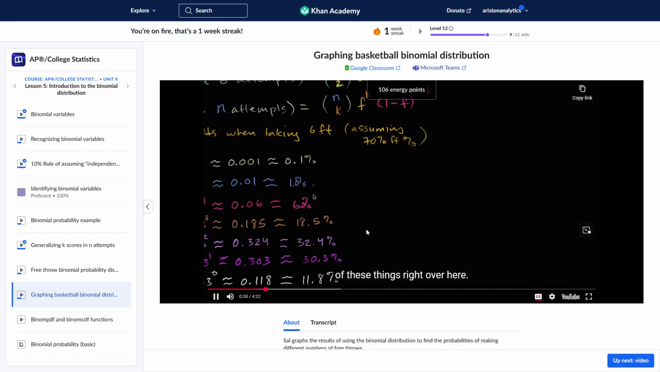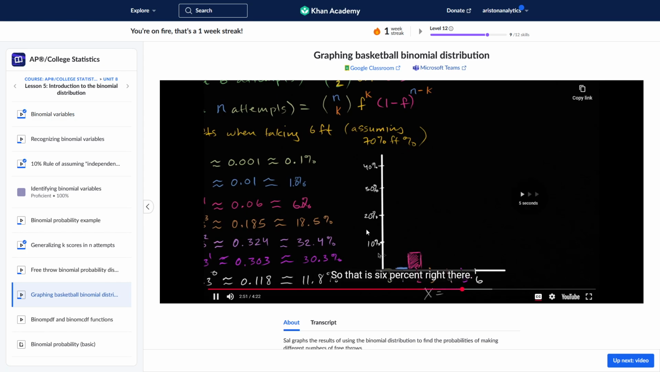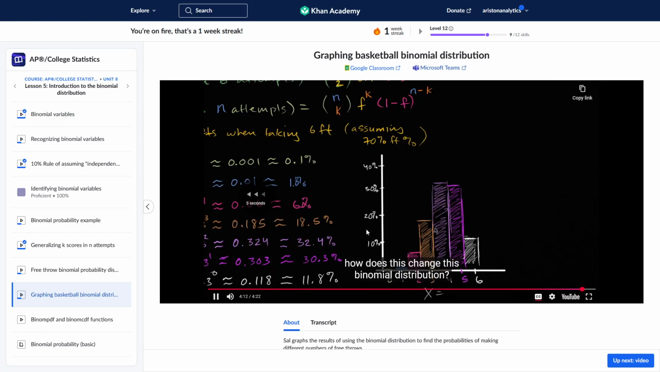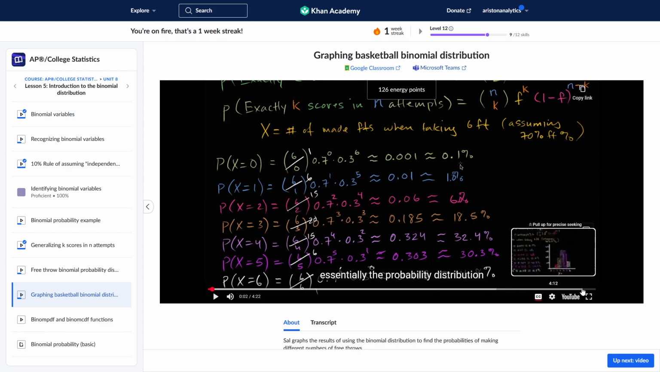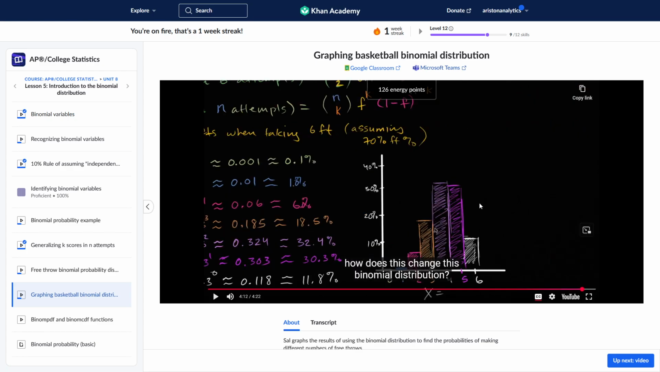It's probably going to make some left skewed thing. How does this change the binomial distribution? You can do that on a spreadsheet and actually see how it makes sense, because 0.7 was the free throw success rate, and so it makes sense that if you do 6 shots over and over and over again, you'd be above the middle point because you succeed more than you fail.